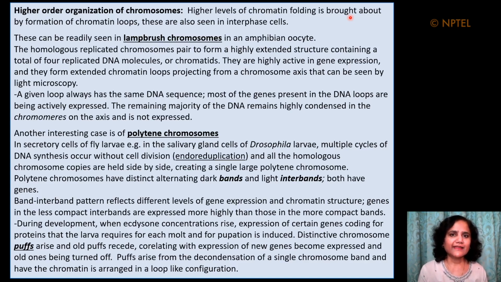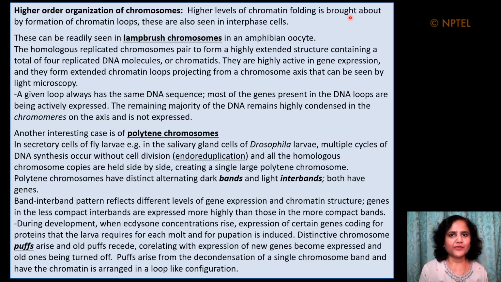Another interesting case is of polytene chromosomes. In secretory cells of fly larvae, for example in the salivary gland cells of Drosophila larvae, multiple cycles of DNA synthesis occur without cell division, and this is known as endoreduplication. And all the homologous chromosome copies are held side by side, that is in a paired configuration, creating a single large polytene chromosome, which can also be readily seen by microscopy.